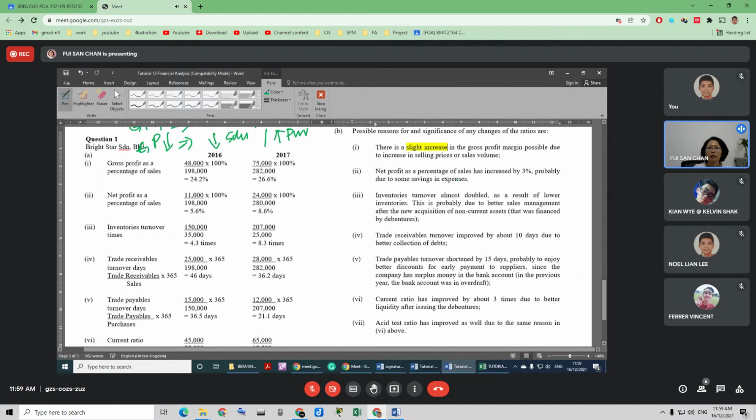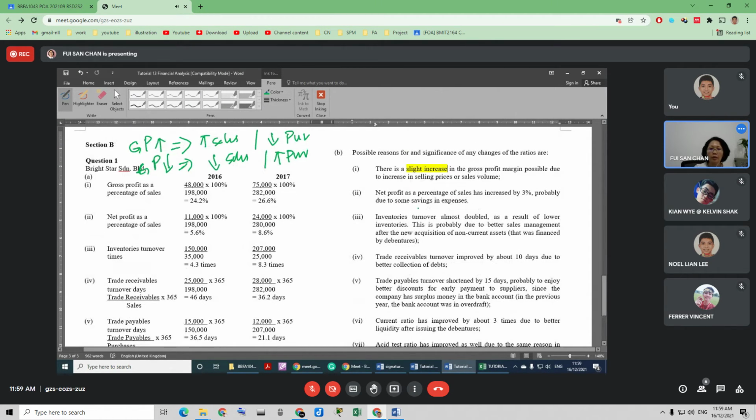Now for net profit, let's look at net profit. Net profit as a percentage of sales has increased by 3%. Probably due to some savings in expenses. If you say gross profit increased or net profit increased, then you have to tell me why. Why is there an increase? Why is there a decrease? So you have to give me the reason. That's why you must know how to read your information.